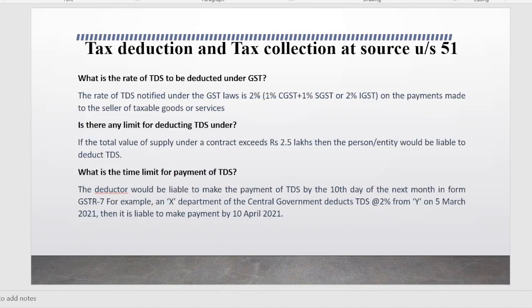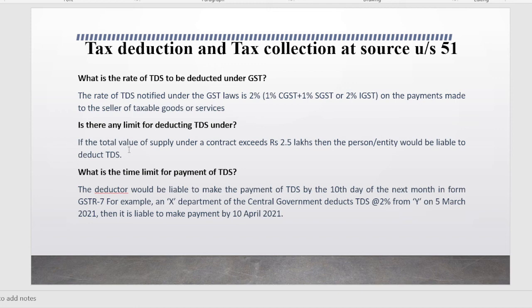So the rate of TDS is 2%. In the case of IGST, it is 2%, and if it is intrastate, then 1% CGST and 1% SGST. So if any 1 lakh rupees payment is there, then 2% will be deducted. The limit is that if the total value of supply under a contract exceeds 2,50,000, then the per person entity TDS will be deducted. So if it is below 2,50,000, then no need to deduct TDS.